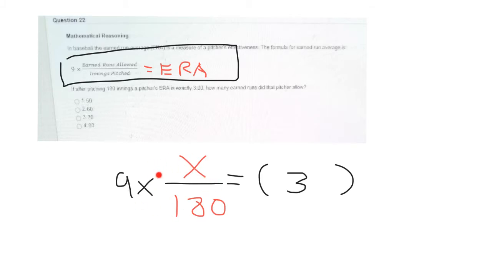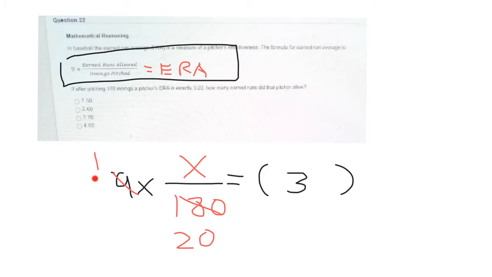This side is not as simplified as it could be. We could simplify this 9 and this 180. So 9 could cancel out and become a 1. 180 could cancel out and become a 20. So what we're really dealing with is x over 20 equals 3.